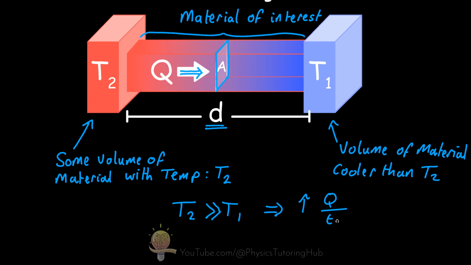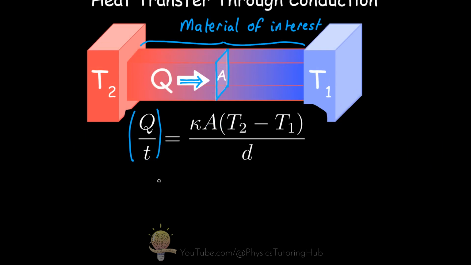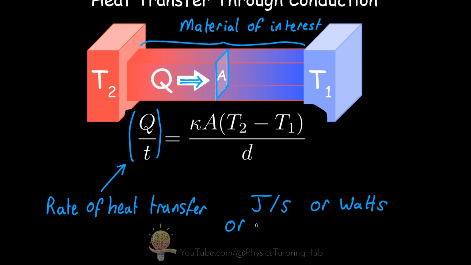So we can write the rate of conductive heat transfer through some material like so, where Q divided by t is the rate of heat transfer in watts or kilocalories per second.